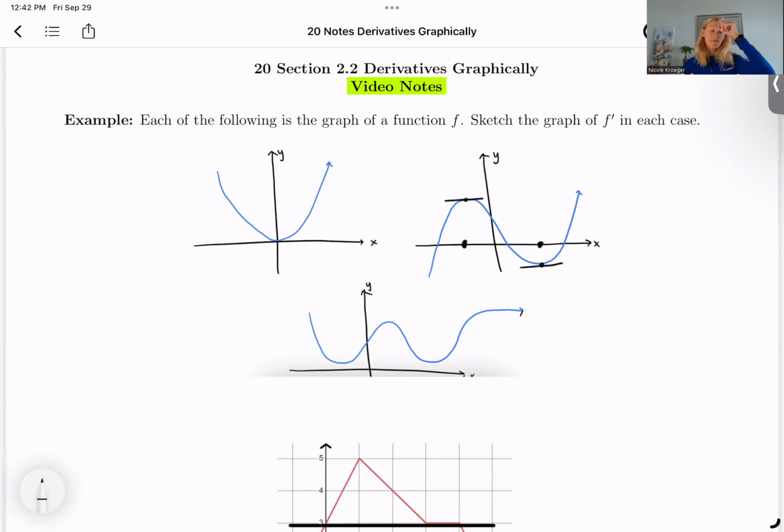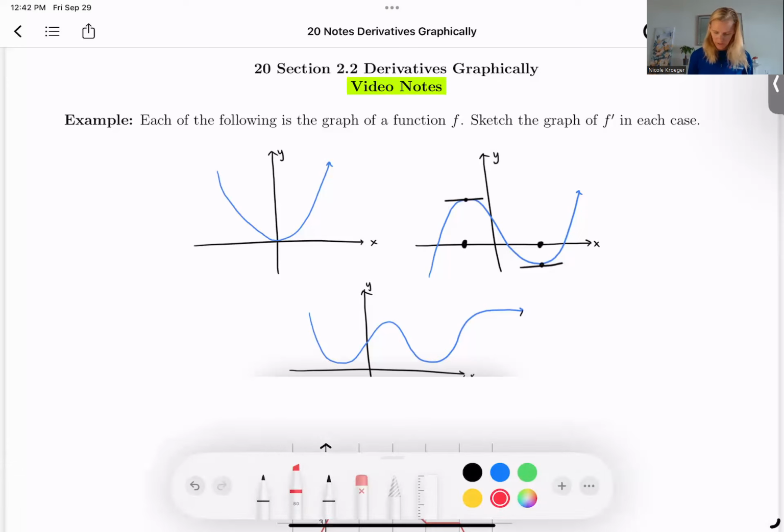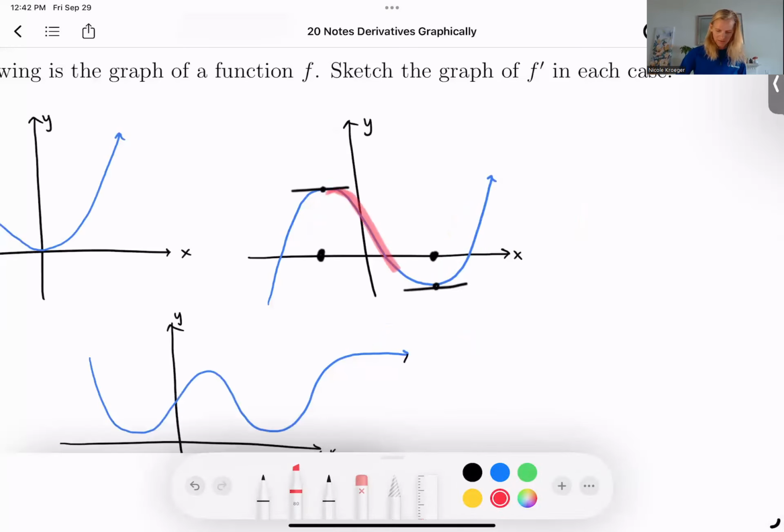Now we have to figure out where the derivative will be positive and where it will be negative. These are the only two places it's going to be zero, so let's look between those two points, in this region here. If I draw little tangent lines at any point along there, here, here, here, all of those little lines have negative slopes. So the derivative is going to be negative between these two points.